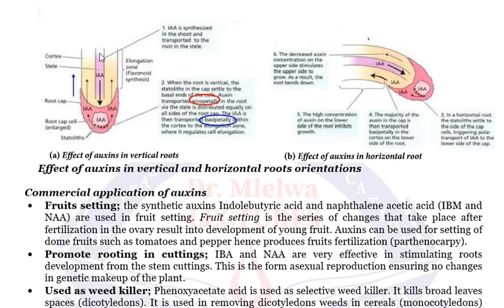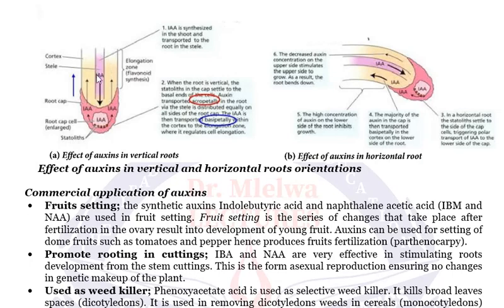And then here we have two orientations of roots. We have the vertical orientation and we have the horizontal orientation of roots. Now in the vertical orientation of roots, the distribution of indole acetic acid is synthesized in the shoot and transported to the root in the stem.